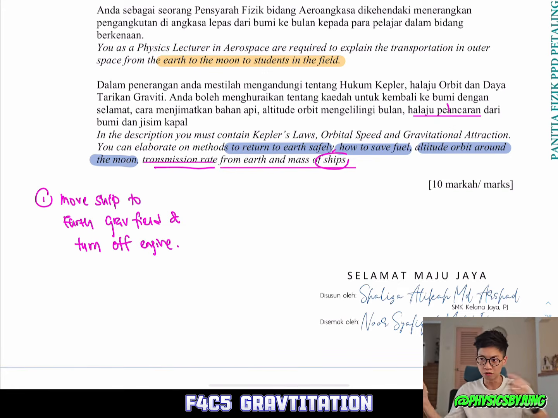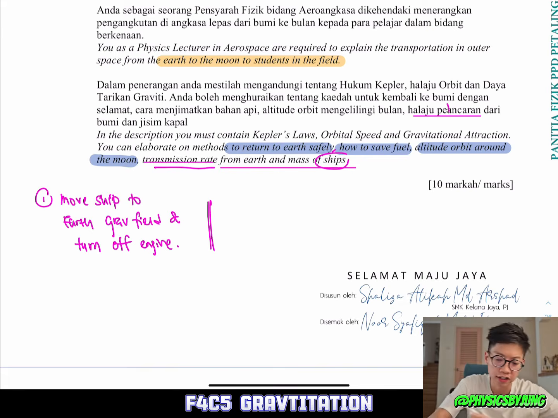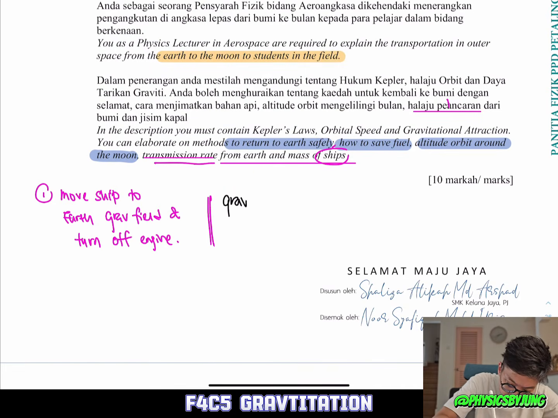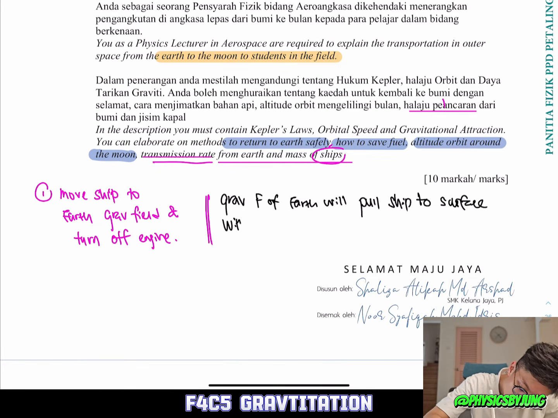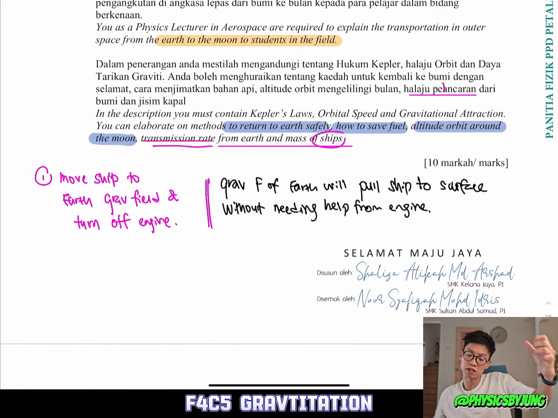Once you go into Earth's gravitational field and shut down the engine, the Earth will actually help you pull the spaceship back to Earth. So when you move the ship to the Earth's gravitation and turn off the engine, we can say that the gravitational force of Earth will pull the ship to the surface without needing help from the engine. So basically, the gravitational force will pull the ship back.